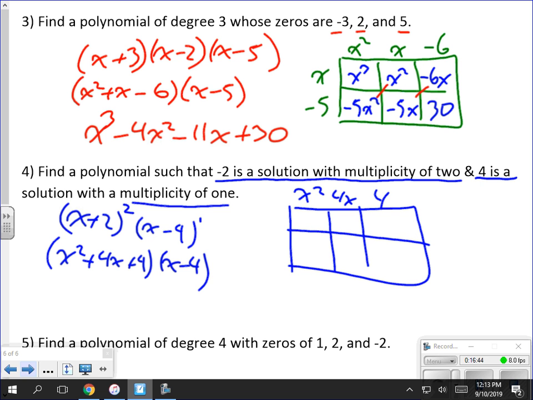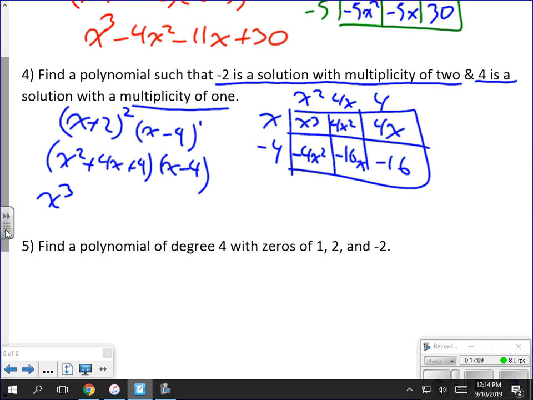x squared, 4x, 4, times x, minus 4, and you just fill in the blanks. So I get x cubed, 4x squared, 4x, negative 4x squared, negative 16x, negative 16. And the nice thing here is I get x cubed, my x squareds cancel each other out, and I get negative 12x minus 16. So once again, I don't care how you multiply it together, just get it multiplied together. You've been doing this long enough, hopefully you've got methods that work. Like I said, that's my favorite one when I have big stuff.